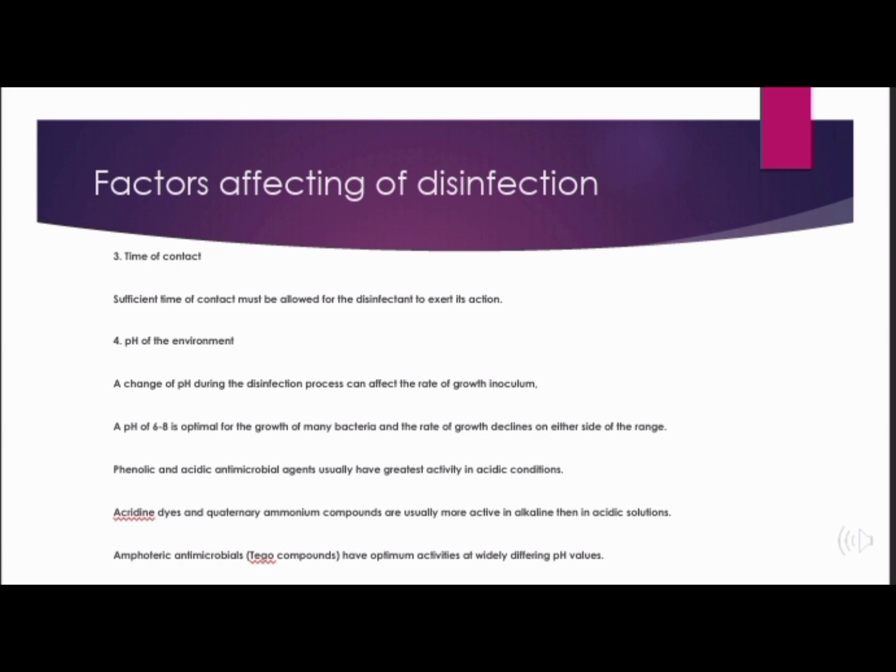Phenolic and acidic antimicrobial agents usually have greatest activity in acidic conditions. Acridine dyes and quaternary ammonium compounds are usually more active in alkaline than in acidic solution. Amphoteric antimicrobials have optimum activities at widely different pH values.